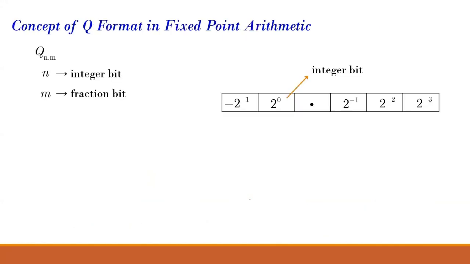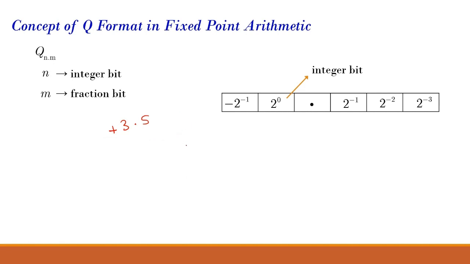Okay, so now we will consider the concept of Q format. Till now we were just seeing integer values. It was either a positive integer or a negative integer. But what if we want to represent minus 3.5? Or let us start with plus. I want to represent plus 3.5.